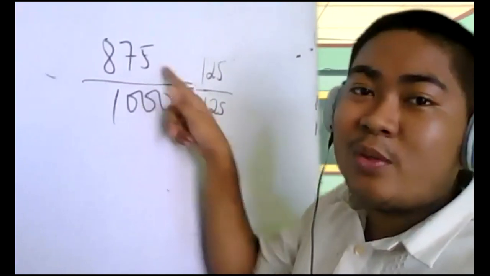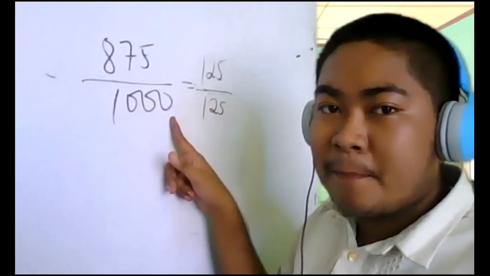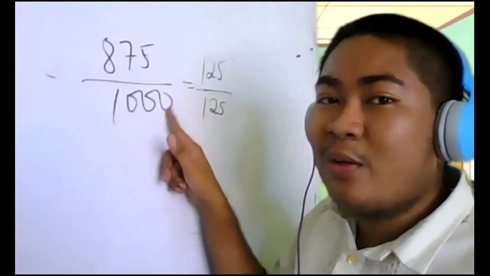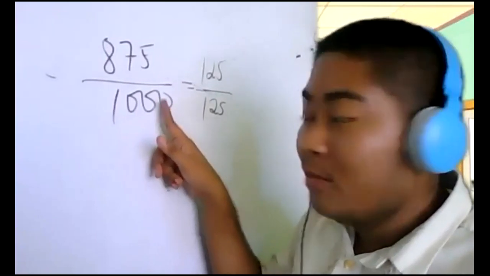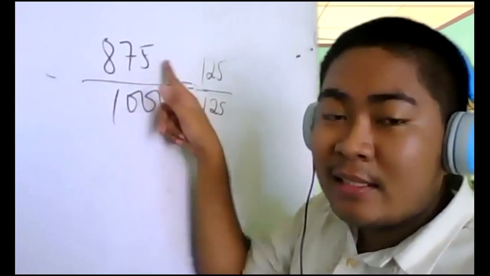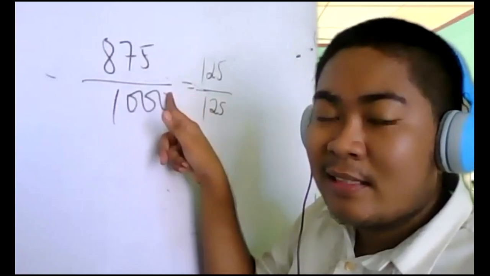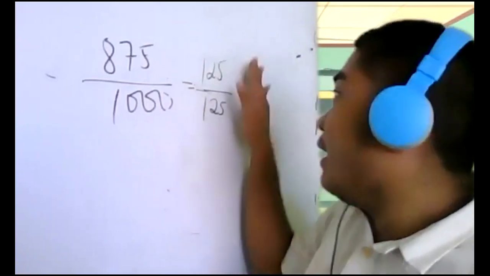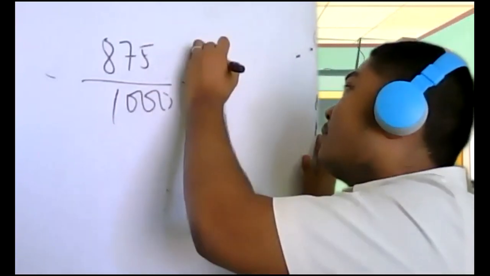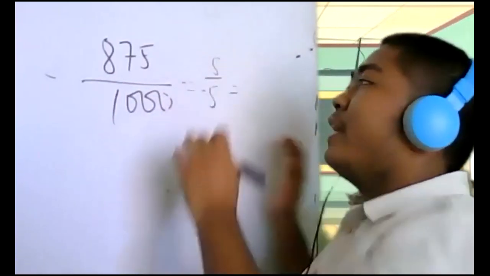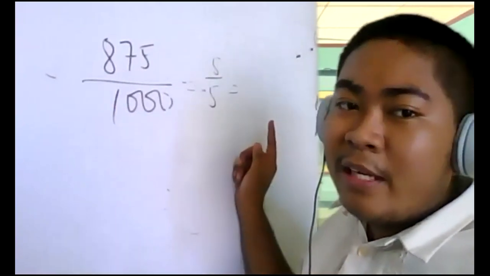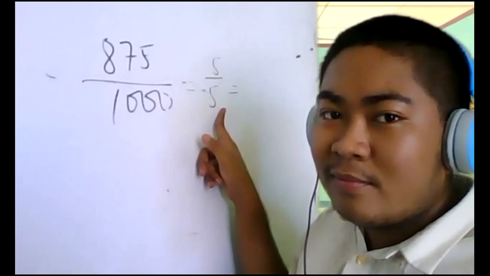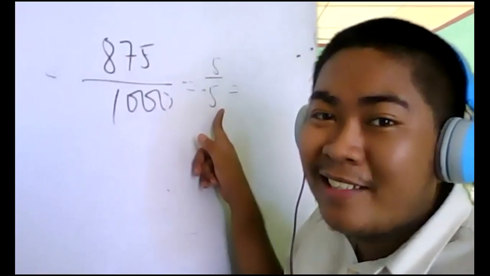Is it divisible by 2? 1,000 lang, di ba? How about 10? Hindi. How about 5? Yes, try natin si 5 muna. So, 875 divided by 5 and 1,000 divided by 5. Okay. Diba? Mas mahirap pa.